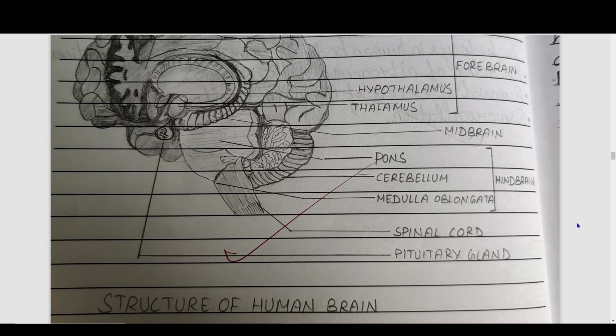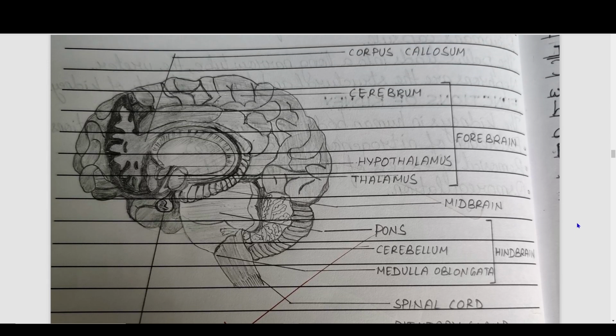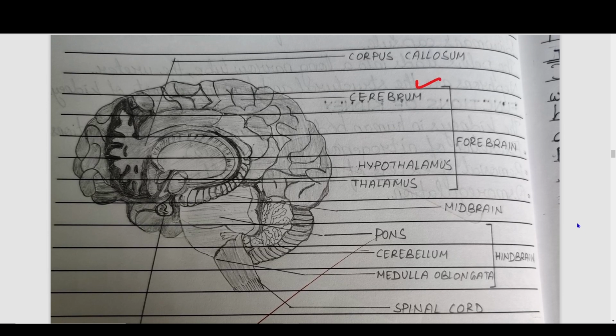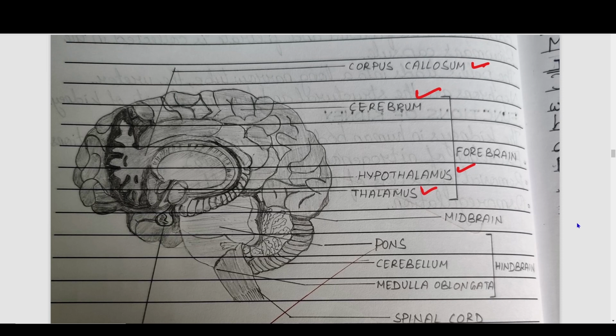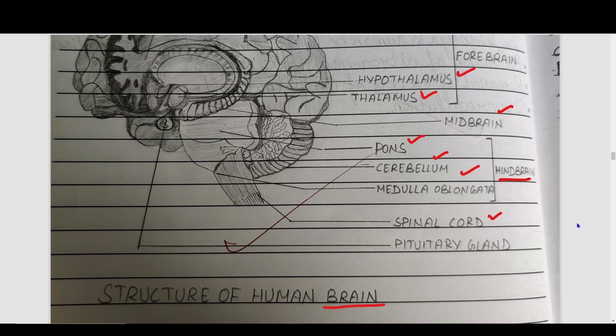This is the model of human brain. Label the parts of the forebrain: cerebrum, hypothalamus, thalamus, corpus callosum that connects the two cerebral hemispheres. Then the midbrain, the hindbrain consists of the cerebellum, pons, medulla oblongata. Then the spinal cord which arises from the base of the medulla oblongata. Pituitary gland is a part of the forebrain.